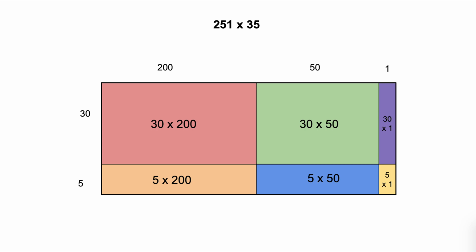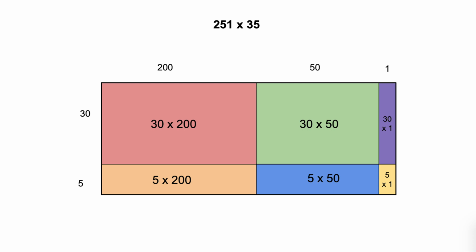Okay, so here we have it color-coded. We have the first box in red, which is 30 times 200, because that's what's on the left and on top. And then the green one, we have 30 times 50, because once again, it's from the left to the top. And then the last box we have on top is 30 times 1, because it's what's on the left and on the top. And on the top, we have 251, but of course, breaking it down into place values, we have 200, 50, and 1.